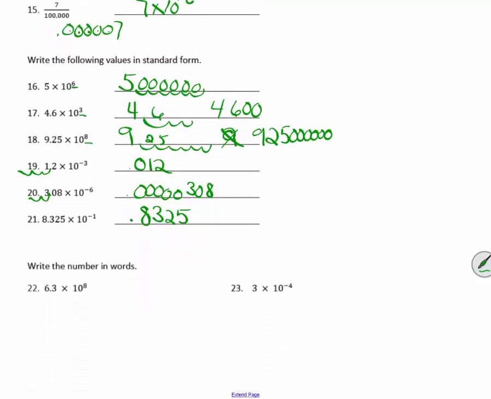All right, write the number in words. I'm not sure what they want here. So I would read this as 6.3 times 10 to the 8th. And this is 3 times 10 to the negative 4th. Said in words, not symbols.